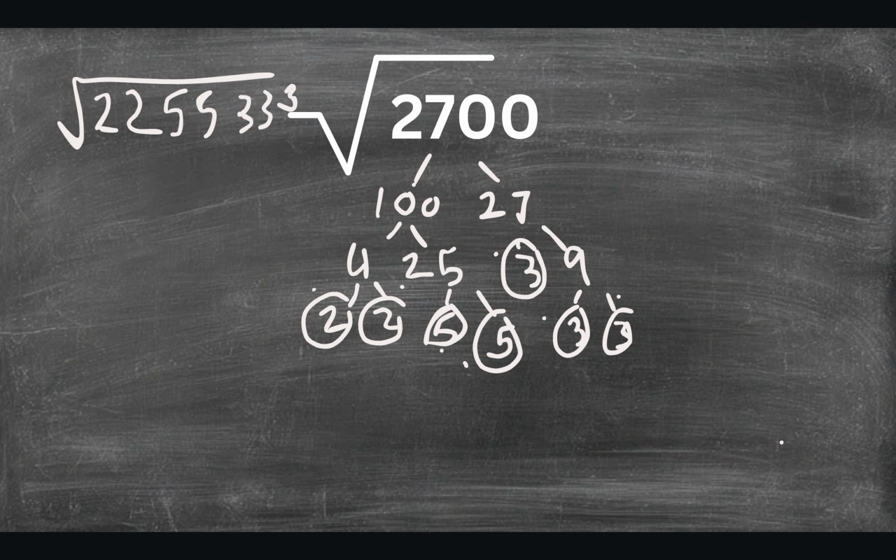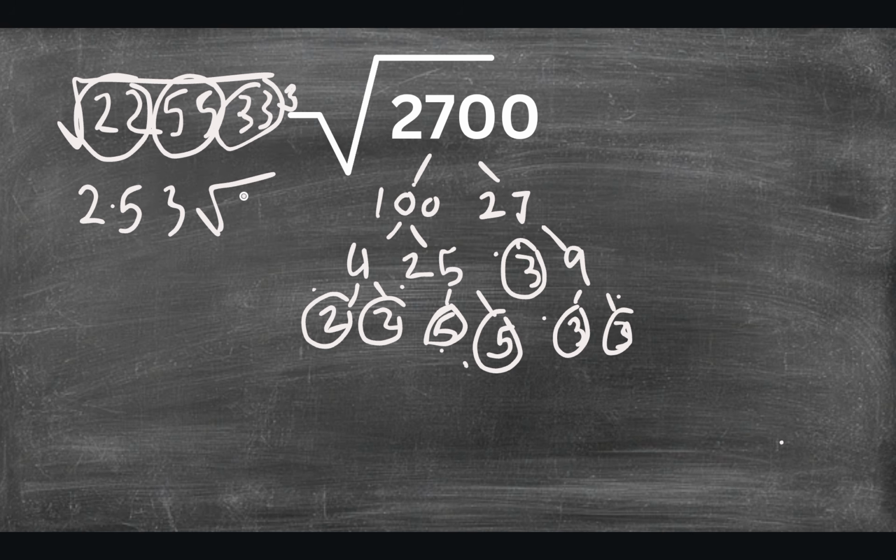Okay, so now what I do is I look for pairs because it's a square root, and a square root of two numbers multiplied together. So I'm going to pull out pairs. So there's a pair of 2s, a pair of 5s, and a pair of 3s. And it looks like we have a 3 still under the sign because we can't just pull out a single digit because it's a square root.